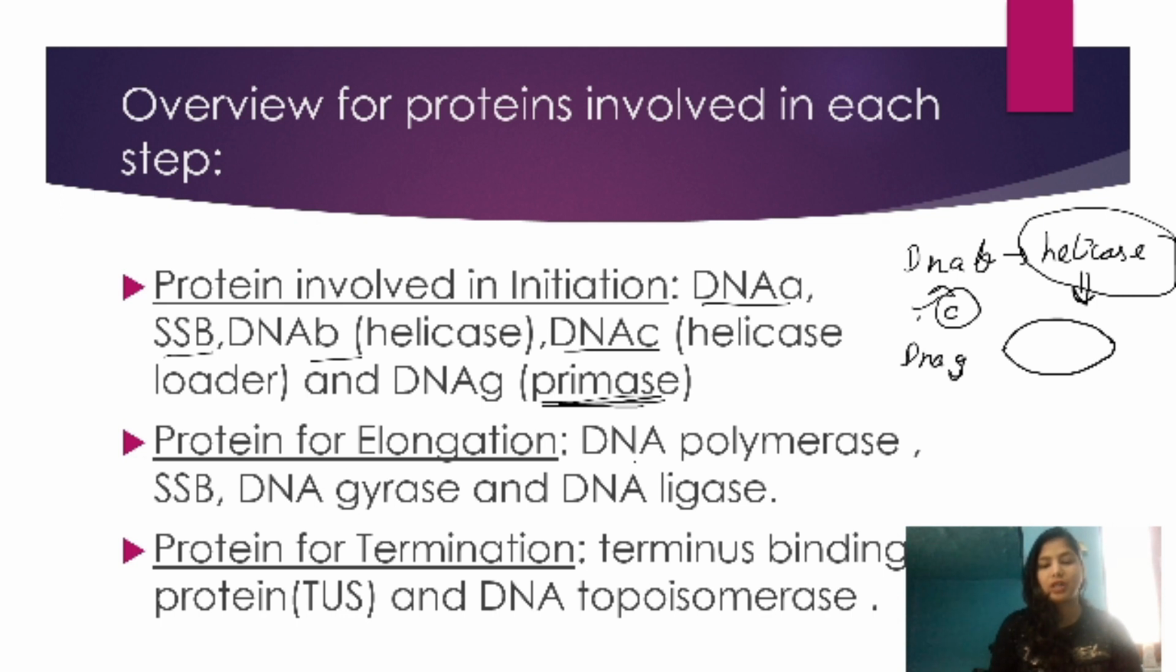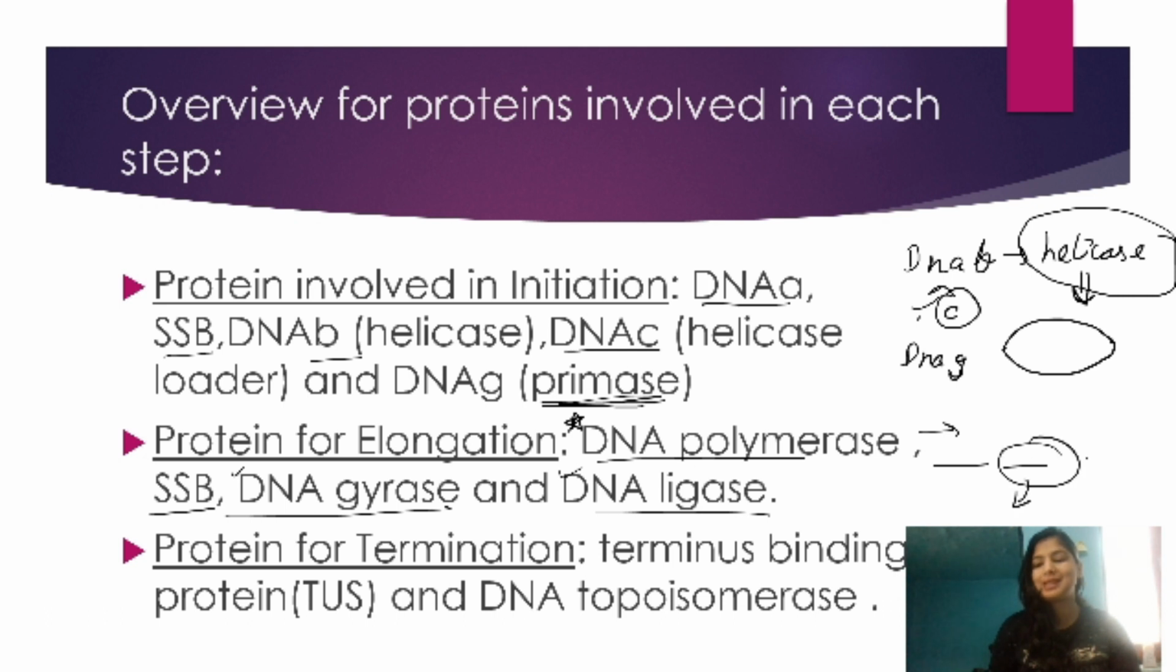Proteins for elongation: DNA polymerase is a very important enzyme. Only when polymerase is there will further nucleotides add on in replication. SSB, again single stranded binding protein, DNA gyrase and DNA ligase. The function of DNA gyrase and DNA ligase is in the last step, when we have to remove the primer and fill this empty space, then these two enzymes are required.